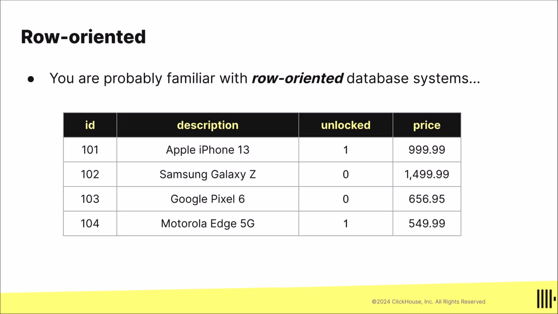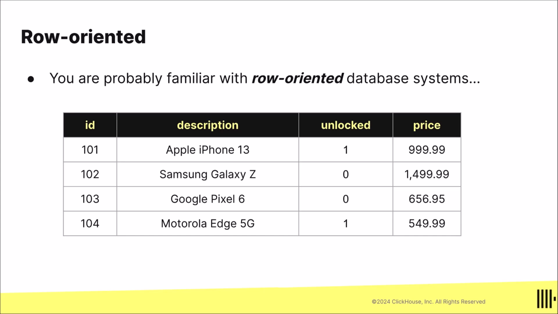It's a column-oriented database. Well, what does that mean? You're probably familiar with a row-oriented database. You insert a row. And by the way, in ClickHouse, you still insert one row, with the exact same SQL statement that you use with a row-oriented database. Something like Oracle and Postgres, they're going to save that data as a row. It looks like row 102 is a Samsung Galaxy, and it's got an ID and a description and whether or not it's unlocked and the price.